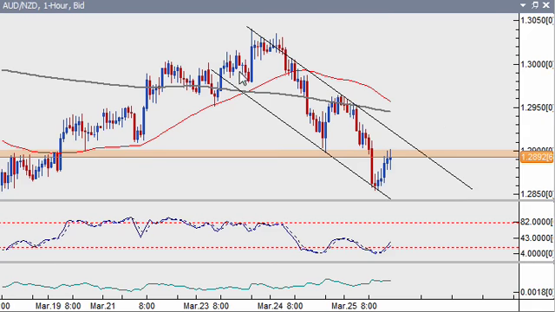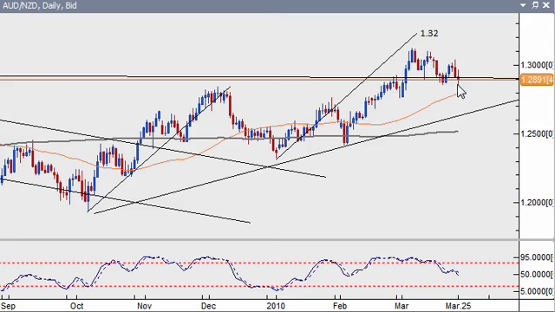So the Aussie New Zealand dollar pair is strong, but right now is in consolidation. Wait for this declining trend line to break to continue our bullish outlook towards 1.32.